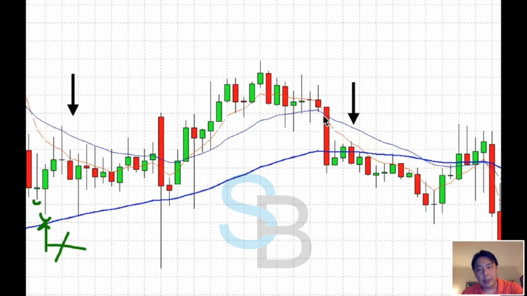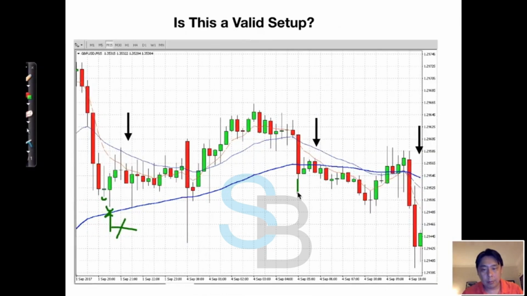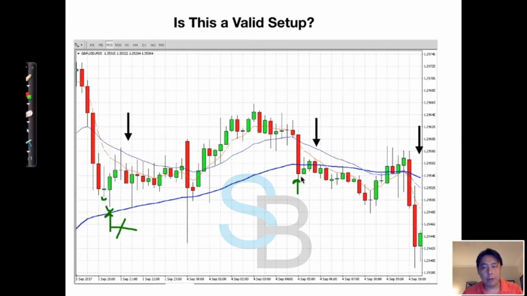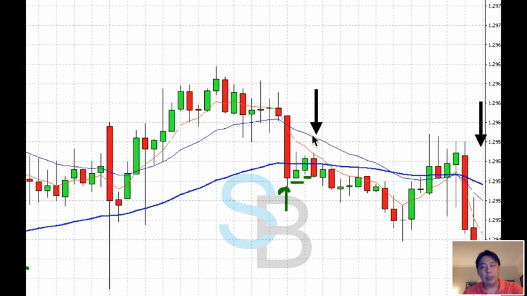How about this one? 6 crosses below 18, swing low, right? Is this a swing low? Inside bar, would we place a trade here? Would you sell here or sell here? No. Why? Again, it's not a clear downtrend because these two moving averages are above the 50, right?